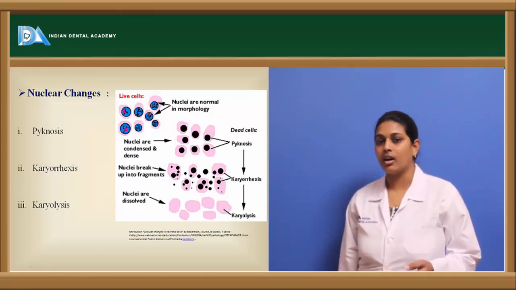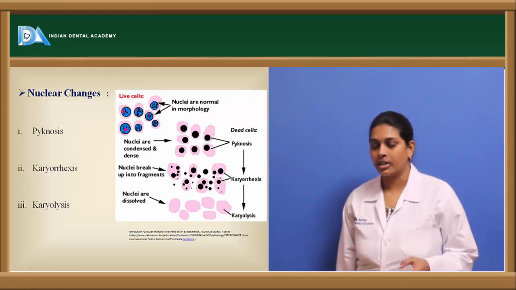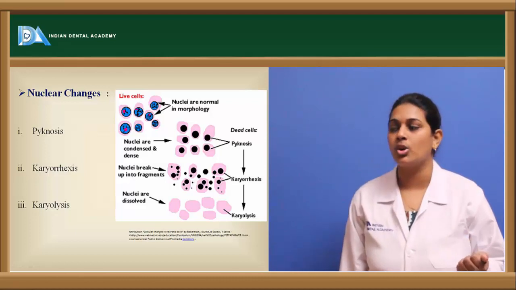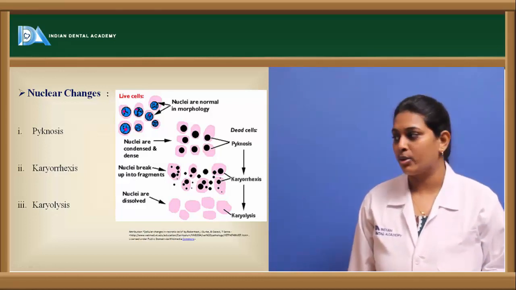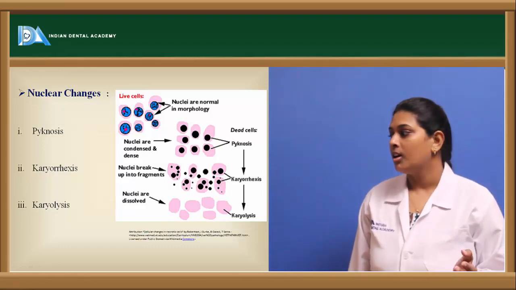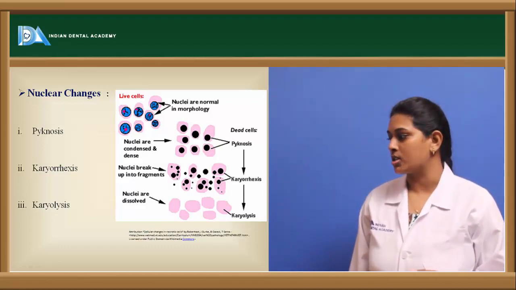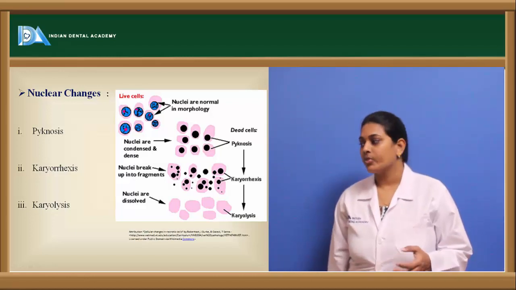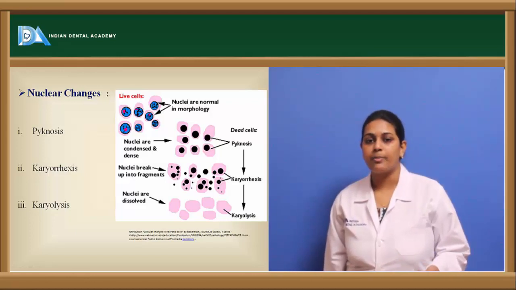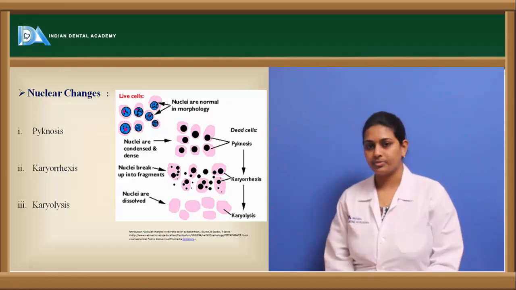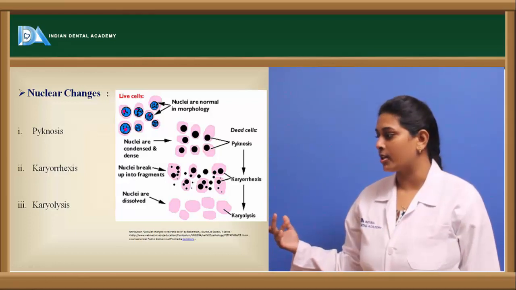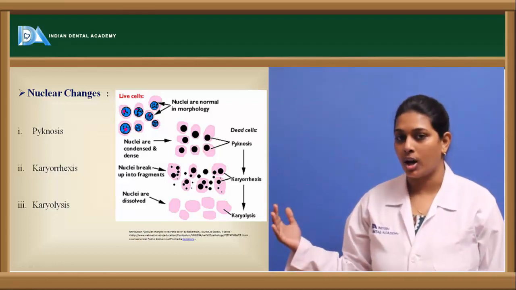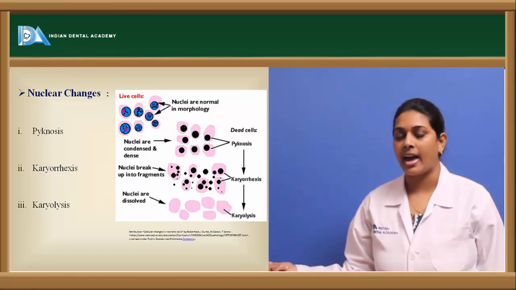But in a necrotic cell, we see that the nuclei contain chromatin which gets condensed, thickens and becomes dense into a circular form. This condensation of the chromatin in the nucleus is known as pyknosis. This pyknosis further results in karyorrhexis. Karyorrhexis is a condition where the nucleus breaks up into small fragments. We can see the darkly stained structures, the nuclei, starting to break down into smaller fragments. This process is known as karyorrhexis.